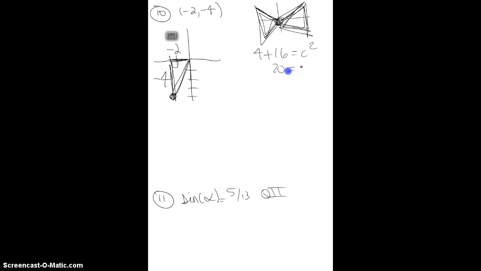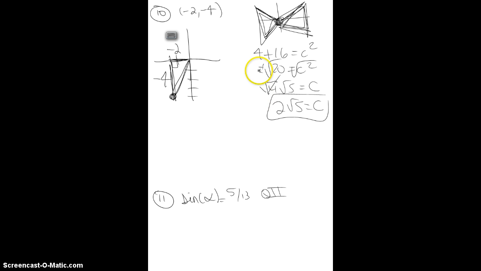So I get 20. Simplify, I get what, 4 and 5. And so that's what, 2 radical 5 equals C. Now, just because you do Pythagorean Theorem, just be careful that technically this is plus or minus when you square root both sides. So you got to pay attention.